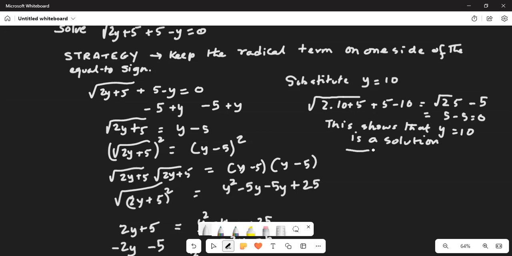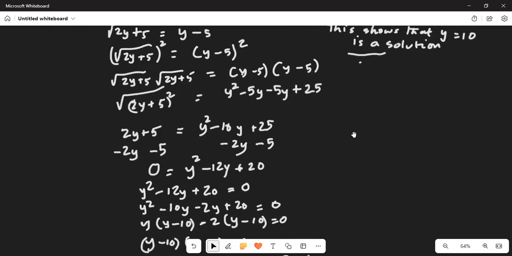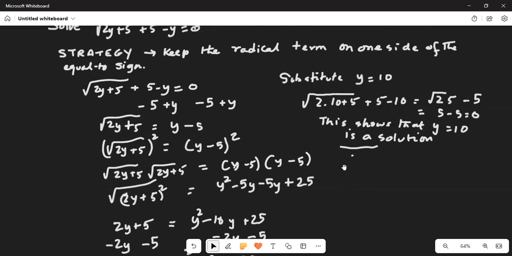Okay, how about the other one? Substitute y equal to 2. Let me make sure that y equal to 2 is the other solution. Why is y equal to 10 a solution? Because when I plug y equal to 10 on the left-hand side of the given equation, it becomes equal to the right-hand side of the given equation, which is 0.